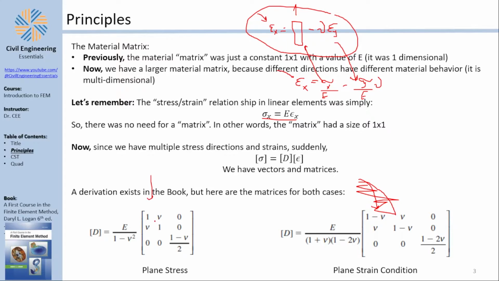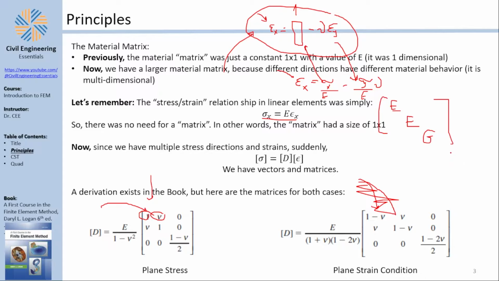You can see there is coupling suddenly. Sigma x doesn't only rely on epsilon x, sigma x relies on both epsilon x as well as epsilon y. Why? Because epsilon x itself is relying on both things. So there is coupling, and the idea of having one E for the x component, one E for the y component, and one G for the gamma component doesn't work. So your diagonal matrix is not working here.